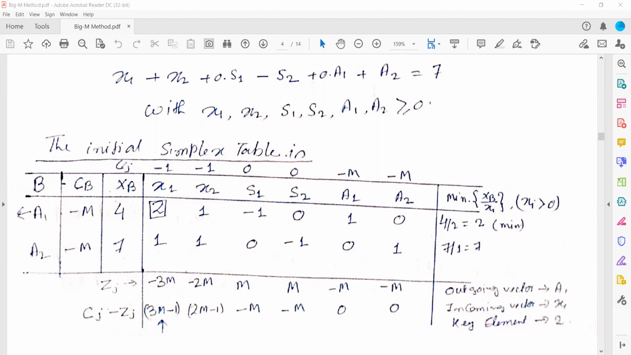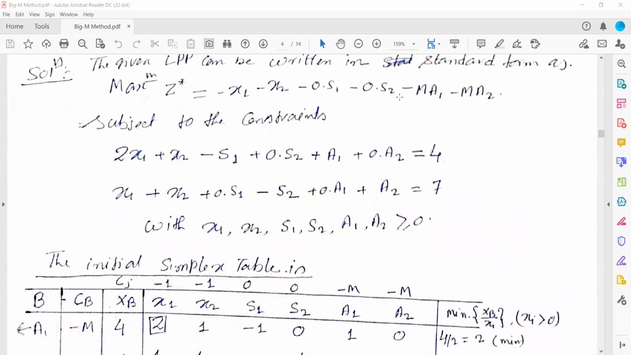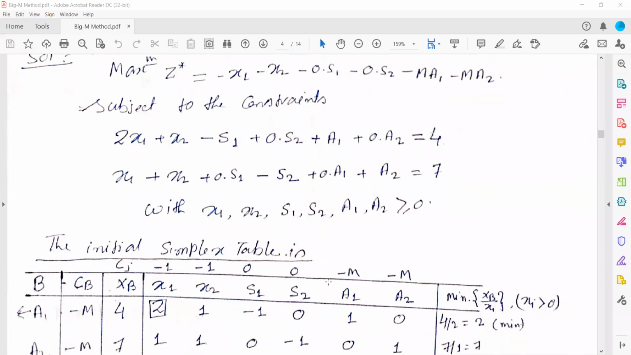Cj is the coefficient of the variables in the objective function. So if you see the coefficients in the objective function, what are those? They are -1, -1, 0, 0, minus M, that I have written.